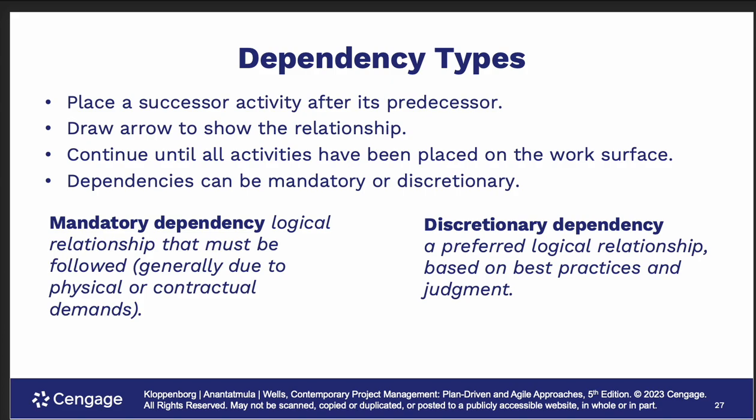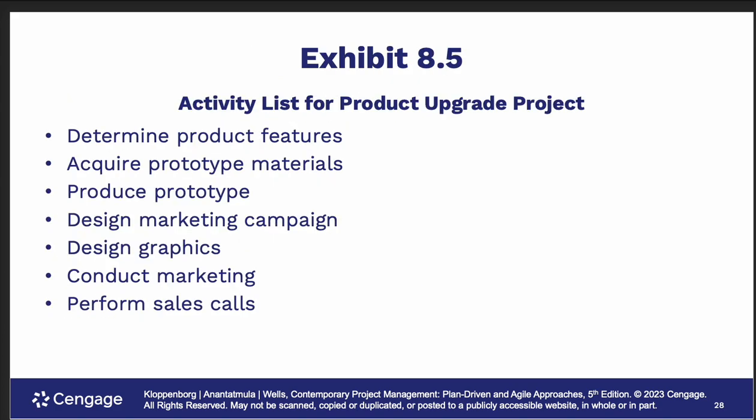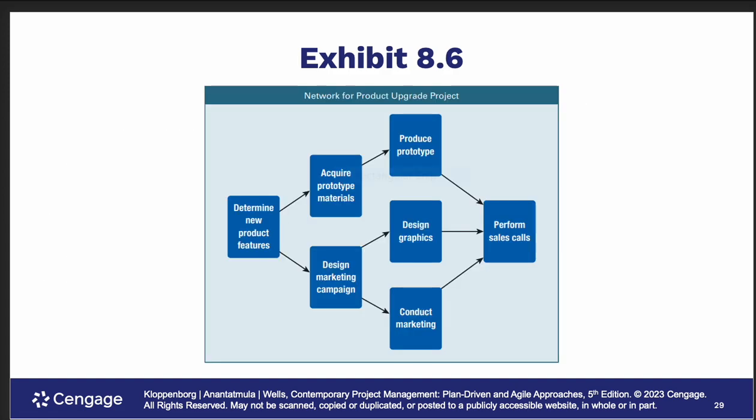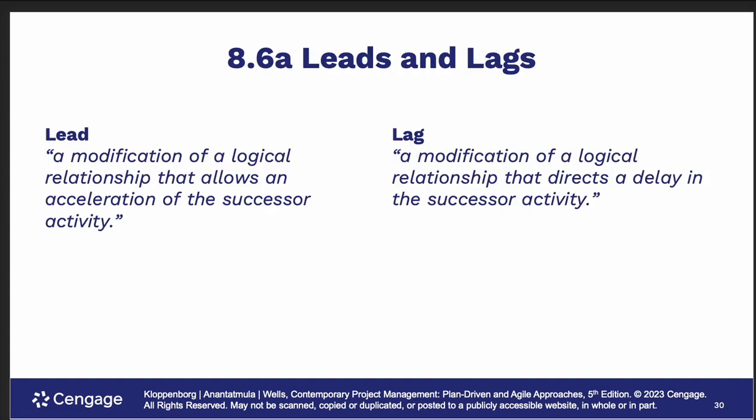Dependency types, mandatory dependency, discretionary dependency. So a logical relationship, discretionary, it's best judgment. That's what discretionary means. Upgrade project. And then, again, I'm going fairly quickly here, but lead and lag. Lead comes from before, lag is afterwards, something that might be affected down the road, or something that's a leading indicator, potentially, that accelerates an activity.